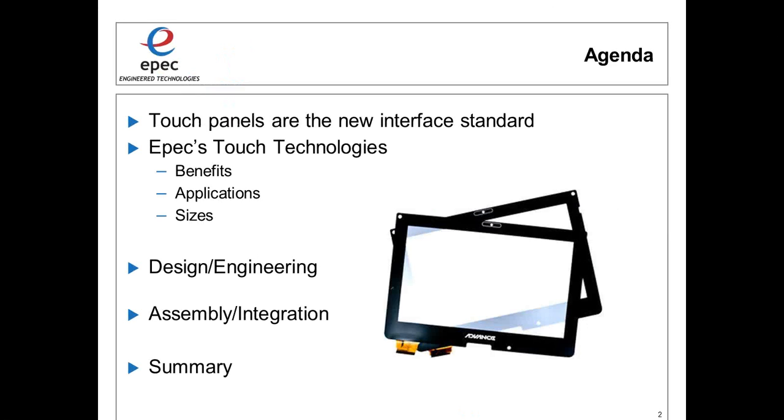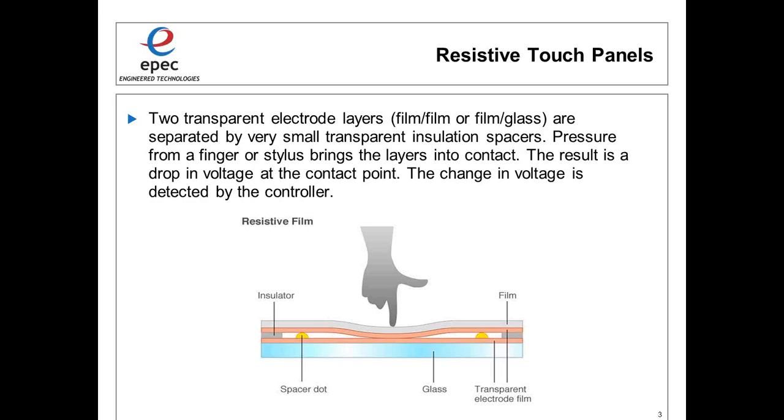So as we all know, in all the products we're using, touch panels have become the user interface standard today. The most common touch panel is a resistive touchscreen. It's the workhorse of the industry. In 2012, resistive touch panels accounted for approximately 26% of the market.